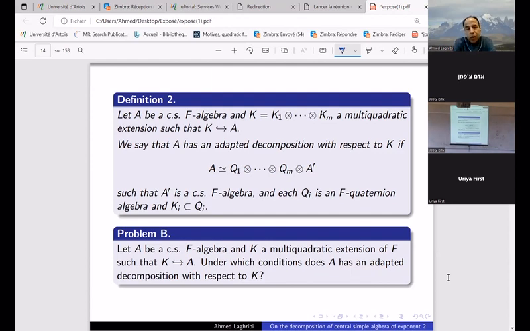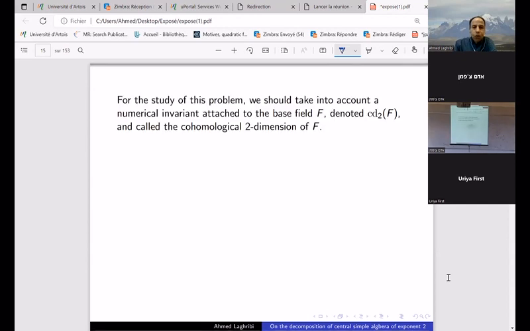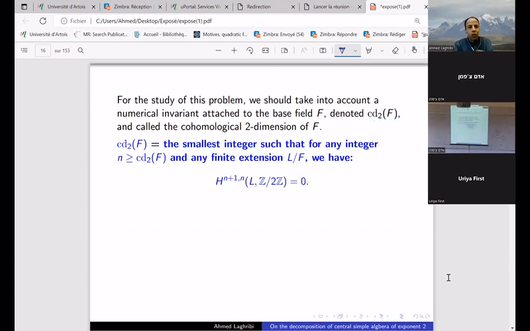And to study this problem, the first thing is that we have to take into account numerical invariants that we attach to our base field. This invariant is cd_2(F), what we call the cohomological 2-dimension of F, and it is a very important invariant. So we really have to take it into account. And the definition of this invariant is what you see.